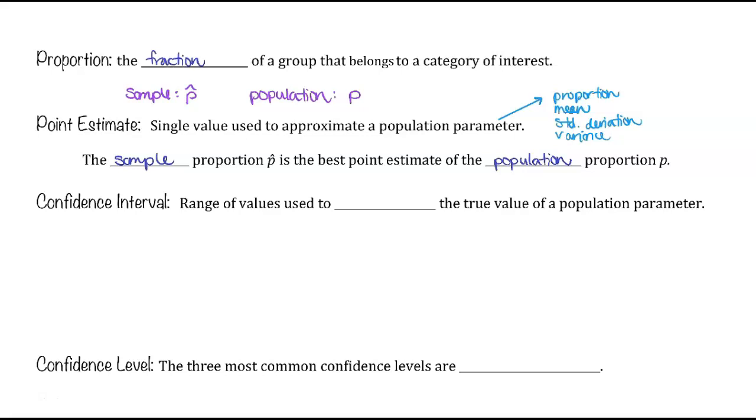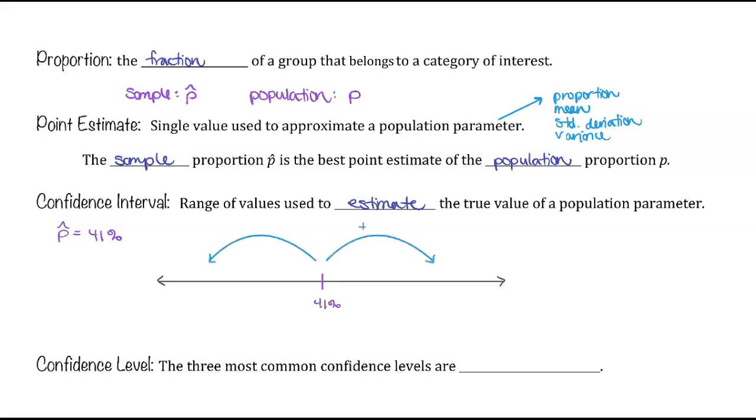So what exactly is a confidence interval? This is a range of values that is used to estimate the true value of a population parameter. With our previous example, we had a sample proportion equal to 41%, and we used that 41% as the center of our confidence interval. That plus or minus 3% is what we call the margin of error. If we go 3% above 41%, we find ourselves at 44%.